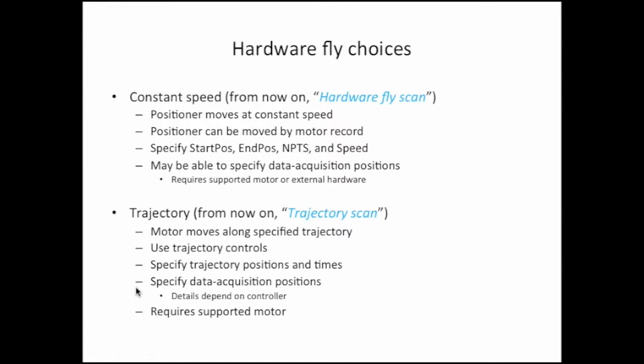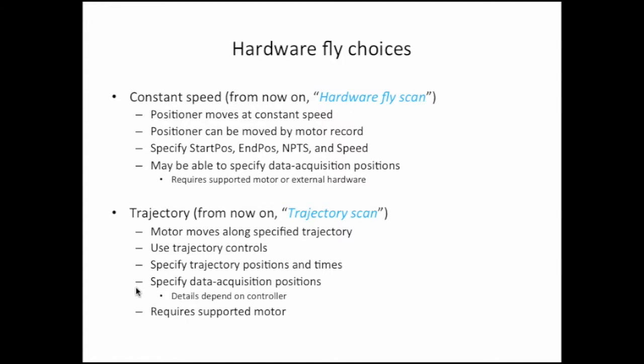There's constant speed, which you could do with a motor, because the motor is only going to move at constant speed. And then there is a trajectory scan, which is the same as a normal hardware fly scan, except that the motor can slow down and speed up, and you have to tell it what trajectory to follow. But other than that, it's just a fly scan.